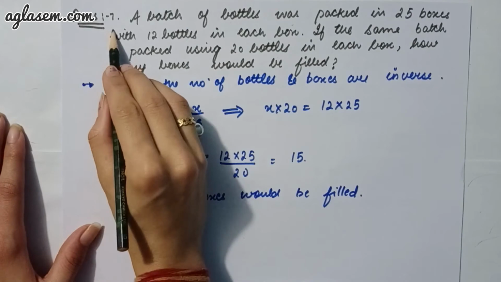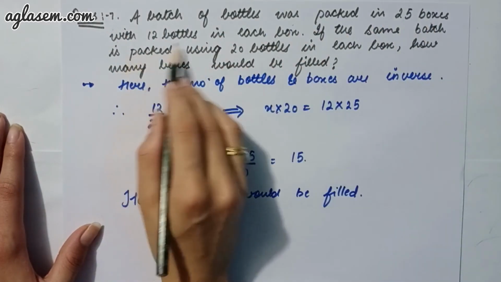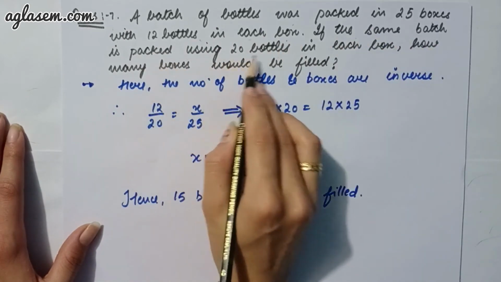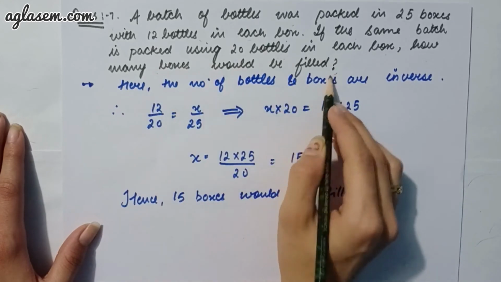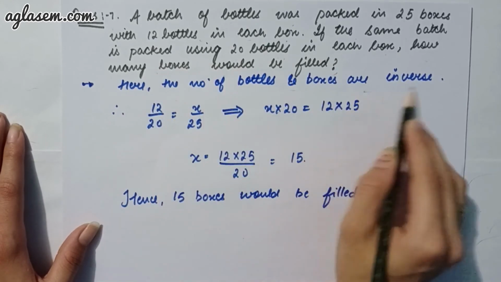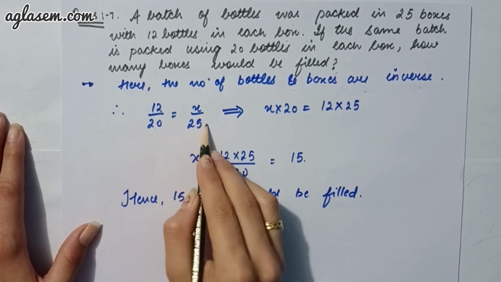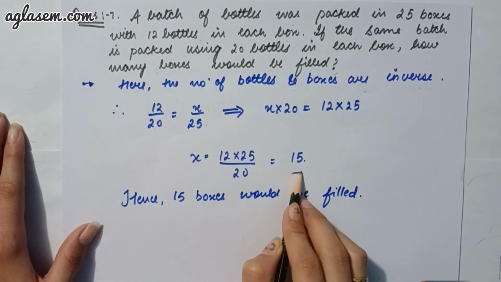Moving to our seventh question, that is a batch of bottles was packed in 25 boxes with 12 bottles in each box. If the same batch is packed using 20 bottles in each box, how many boxes would be filled? So here the number of boxes and bottles are inversely proportionate. So 12 divided by 20 equals x upon 25. By solving this, we will get 15 boxes would be filled.